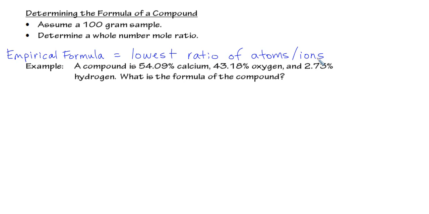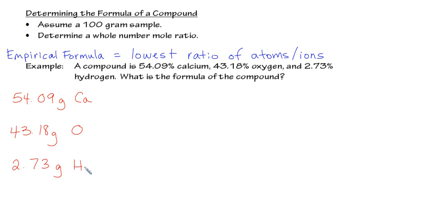So the first thing we do is assume a 100-gram sample. If I had 100 grams of this compound, and it's about 54% calcium, that's like saying I would have 54.09 grams of calcium. And the sample should have 43.18 grams of oxygen and 2.73 grams of hydrogen, by assuming a 100-gram sample.